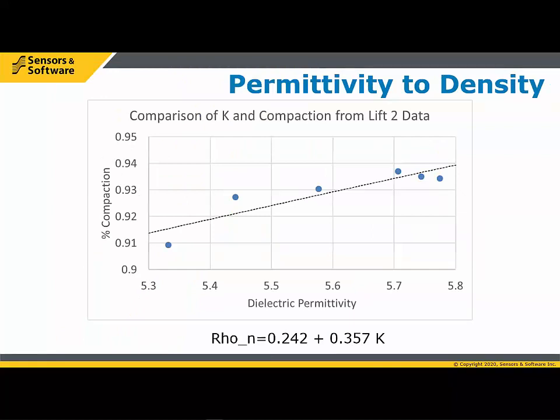Then when you want to convert to density, you measure samples. In this case, we're looking at compaction, which is the normalized density on the left here, and the permittivity from the PDP device along the lower axis. And so you get a conversion curve which translates the permittivity into the density. And this is a very common way of doing the permittivity to density conversion.